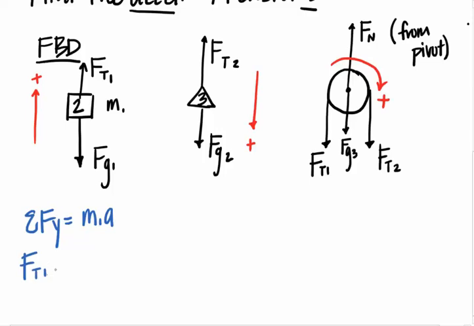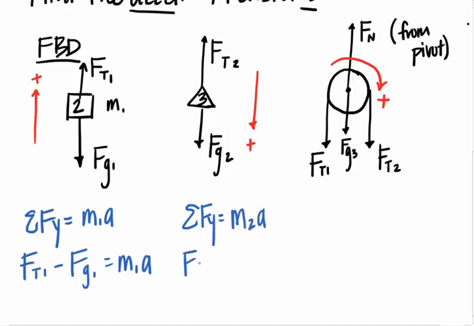So FT1 minus FG1 would equal M1A. Does that seem familiar? All right, so then let's do this one. Let's sum the forces in the y direction, and we'd have FG2 minus FT2 is equal to M2A. So far, so good? So again, 2/3 of what we've done so far is stuff you've done before.